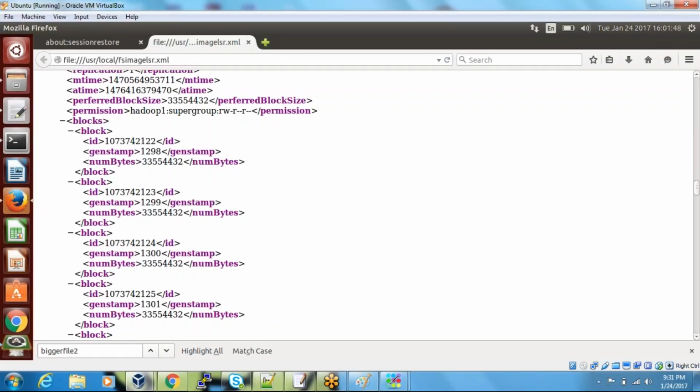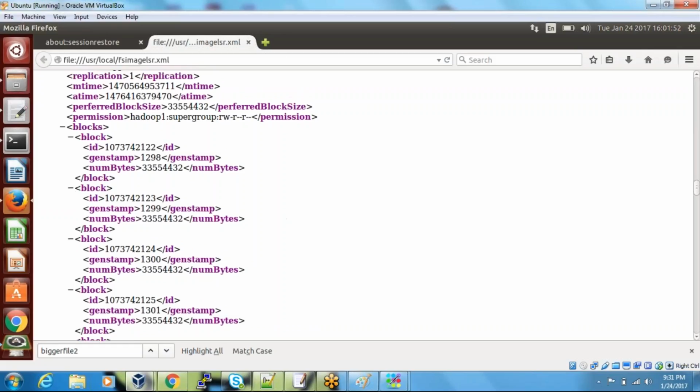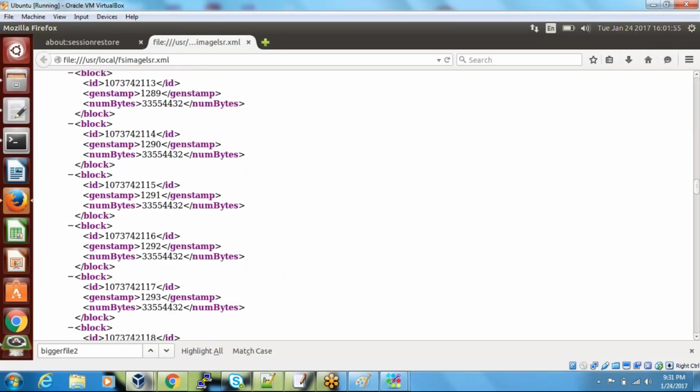Guys, the namespace information and the metadata information both come under the same file, which is called the image file. Your image file will contain the namespace information as well as the metadata information.